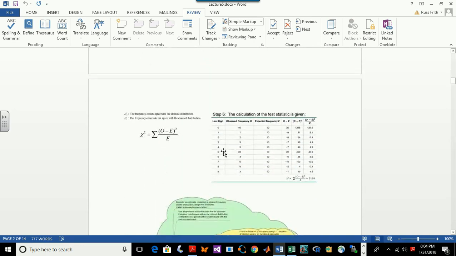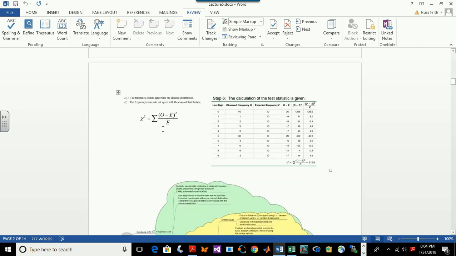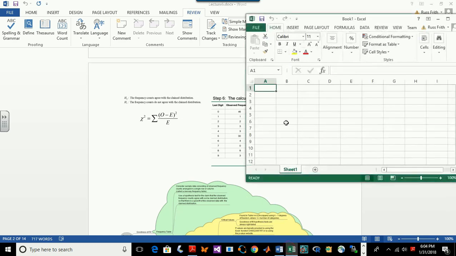So, null and alternate hypotheses: always state those. And then we need to construct the test statistic. The formula for the chi-square test statistic is given by this. Here's how we formulate it. I'll go ahead and show it in Excel. So for this problem, we have the last digit.